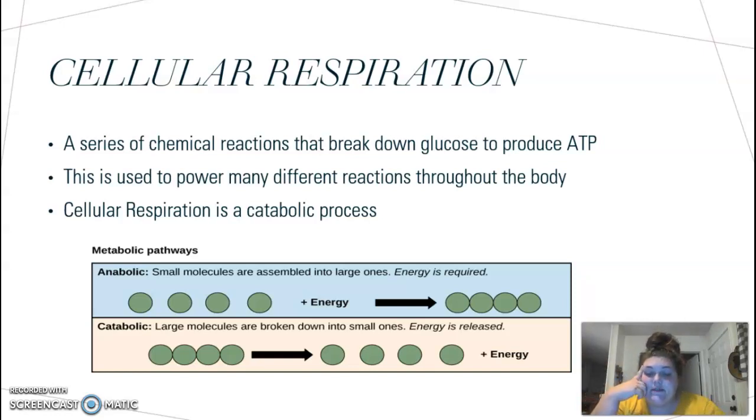Cellular respiration is a catabolic process. So what that means is a catabolic process is large molecules that are broken down into small ones. So energy is released throughout the process. And on the opposite end of things, you have anabolic, which is energy that is required. It's small molecules gathering together to create bigger ones. So it's like getting a balloon and filling it up with air, and then the other way is just taking the balloon and decreasing the air. So it's a size change.